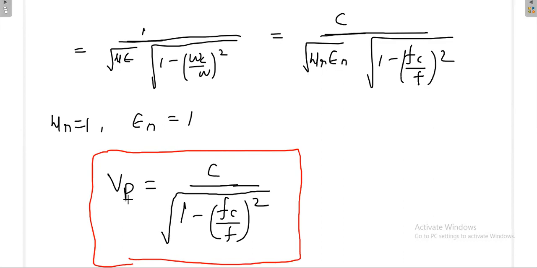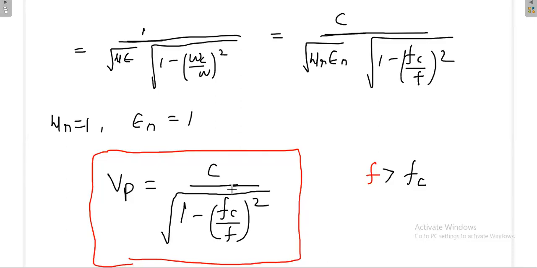So the phase velocity is equal to the velocity of light in free space divided by some factor. From this, it is very clear. See, f means the operating frequency. In general, the operating frequency is greater than fc only. Then only the wave can propagate inside the waveguide. Once f is greater than fc, this value will be less than 1. 1 minus less than 1 is always some positive quantity, but it is less than 1.